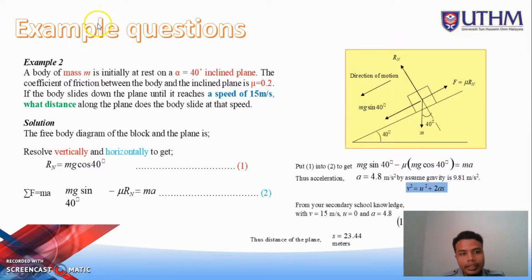So this is the example question taken from the mechanics of machines notes. It's about the friction occurring on an inclined surface. Basically, this uses the method of simultaneous equations and summation of forces. By doing this method, it will compute the acceleration of the object and the distance of the plane.